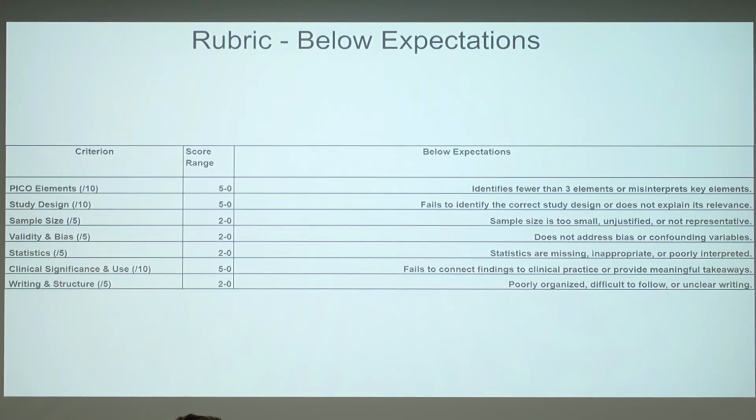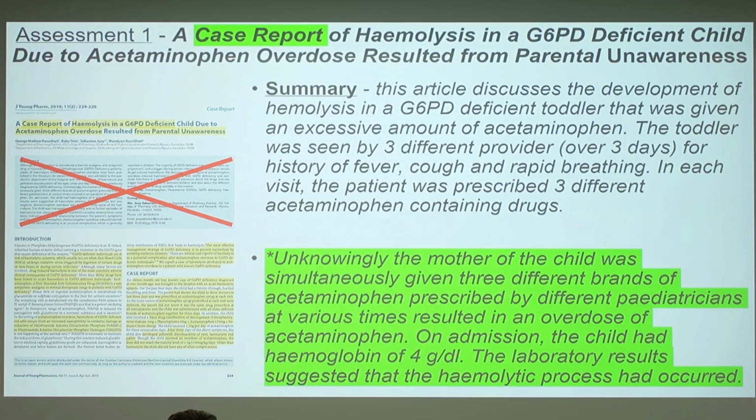So you have to look at the articles, not read them all, but look at them. All right, so the first article that I assessed was a case report on hemolysis in G6PD deficient child due to acetaminophen overdose as a result of parent unawareness. That is the title. Again, remember, don't read the abstract. This is a screenshot of the cover page of the article.